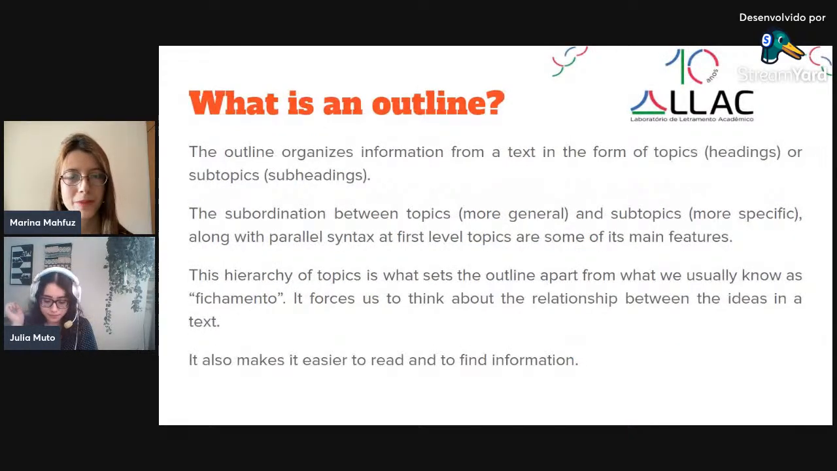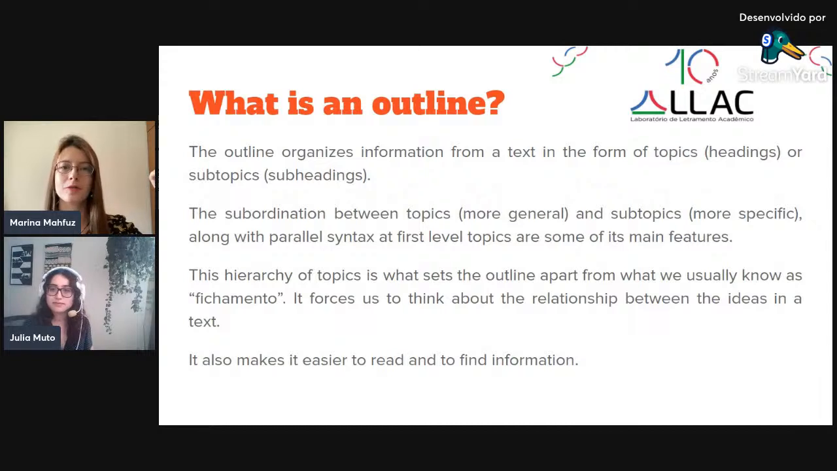Yeah. So as we were saying, the outline organizes the text in the form of topics. You know this already. But we have the main topics, which are the headings, and the subtopics, which are the subheadings. The subordination between the topics, where the topics are more general and the subtopics are more specific, along with parallel syntax, are some of the main features of the outlines. We will talk more about these structures with particular examples for you guys.